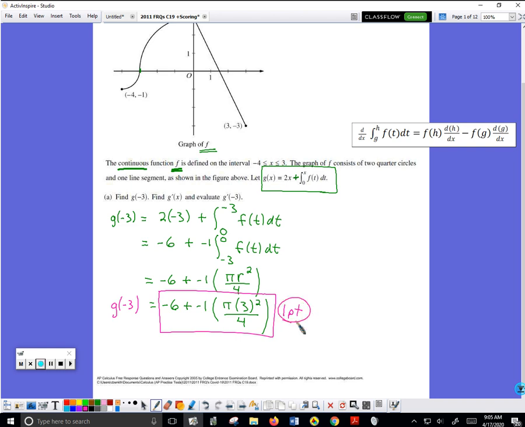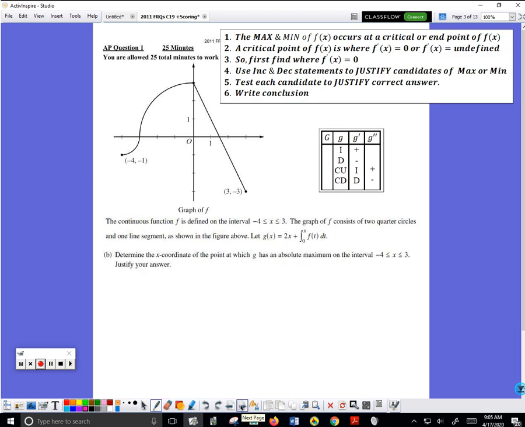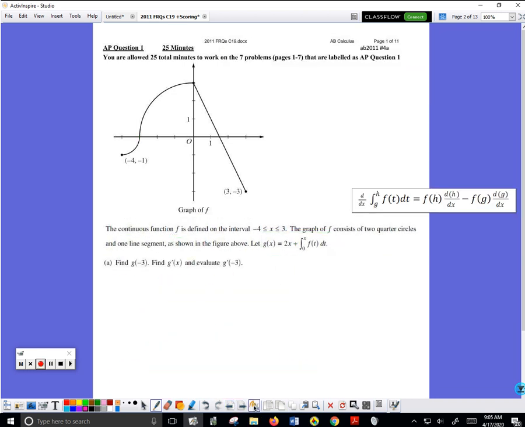Okay, now they're asking us to find g prime of x. So we have a formula for g. So I'll copy this over to get a little more space. So, let's see, delete this. So to find the derivative of this formula, we're going to have g prime of x.